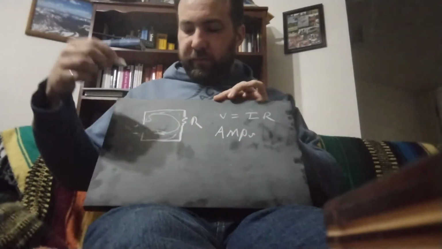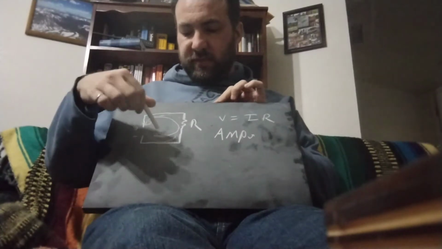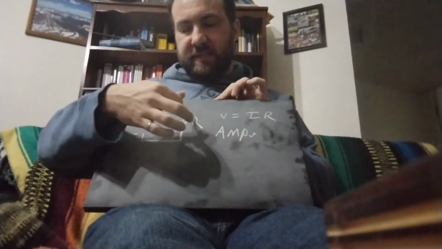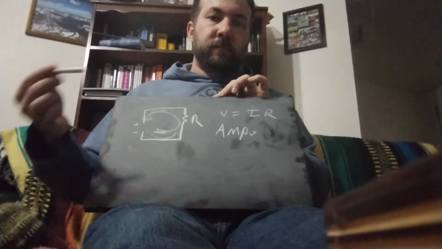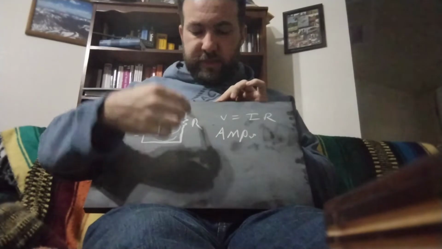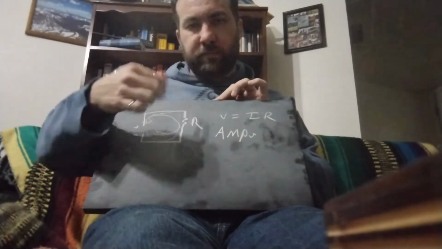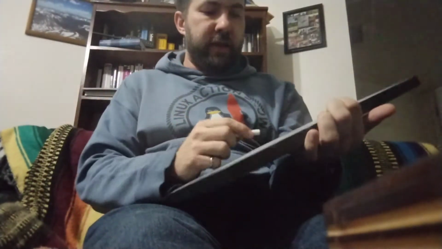Then we have resistance. Resistance is essentially some form of material that resists the flow of electrons going through it. And so the greater the amount of resistance, the higher the resistance to that electron flow, and that is measured in something called ohms, or the Greek symbol Ω.